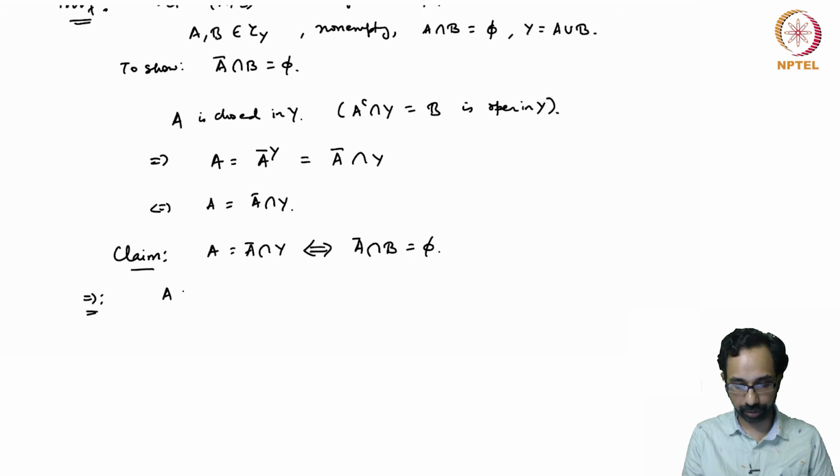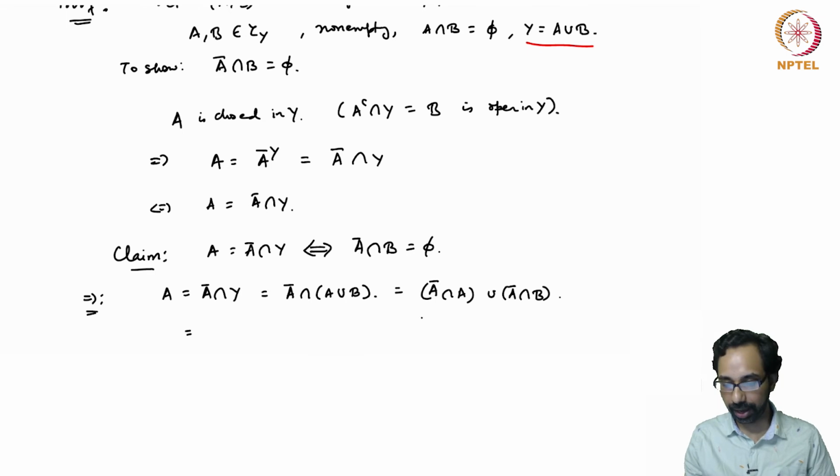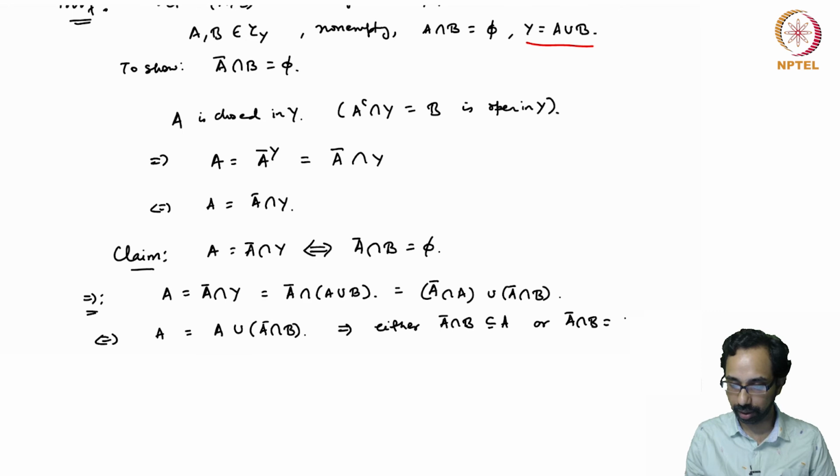So for example, I'll just show the forward implication. So let us take the forward implication condition, which says that A is equal to A closure intersection Y, and now we just replace Y with the union A union B. This was the property for the separation here, and now this is nothing but A closure intersection A union A closure intersection B. But A is a subset of A closure, so A closure intersection A is just A, and union A closure intersection with B. So we have A is equal to A union A closure intersection B, and this implies that either A closure intersection B is a subset of A, or A closure intersection B is empty.